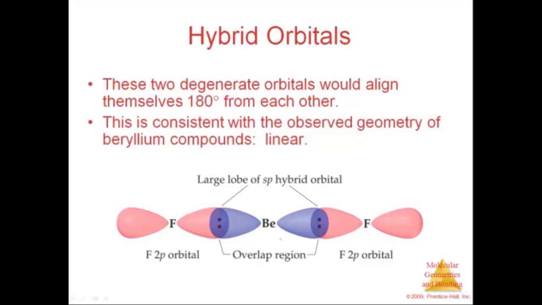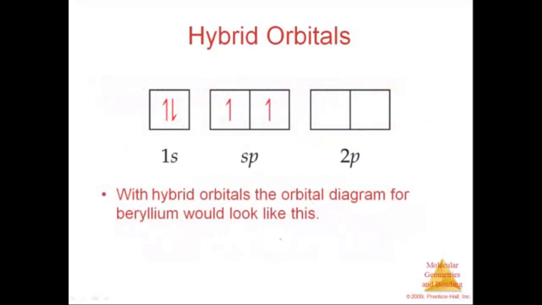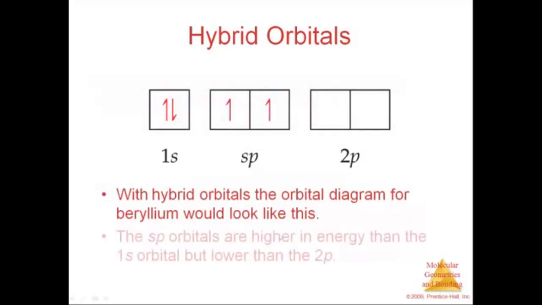So this is consistent with the observed geometry of beryllium. It's a linear shape. The hybrid orbitals for beryllium, when it's bonding, look like this. We don't call them s, we don't call them p, but the bonding orbitals are now these sp, higher in energy than the 2s, lower in energy than the 2p.